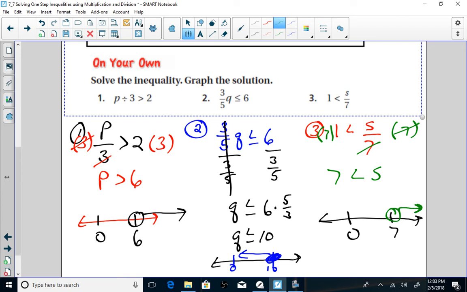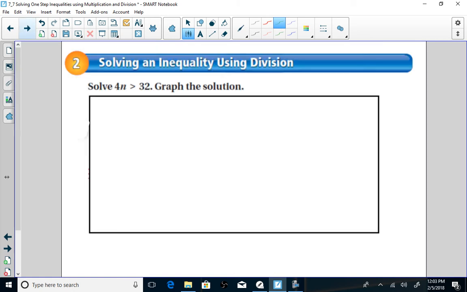So the solutions are going to have to be to the right of 7. Well, let's check it. What's a number that's to the right of 7 divisible by 7? Let's try 14. Is 1 less than 14 divided by 7? Yes, it is, because 14 divided by 7 is 2. 1 is less than 2. All right, so we have to pay attention when an inequality symbol is reversed.